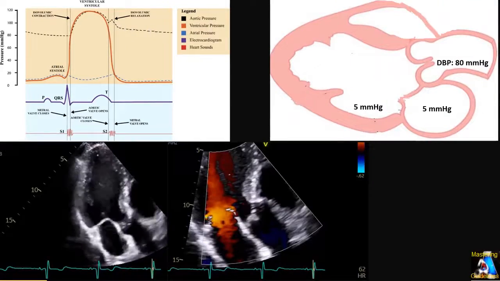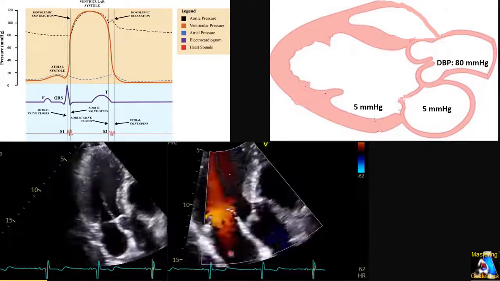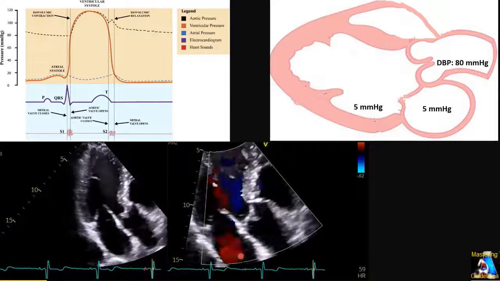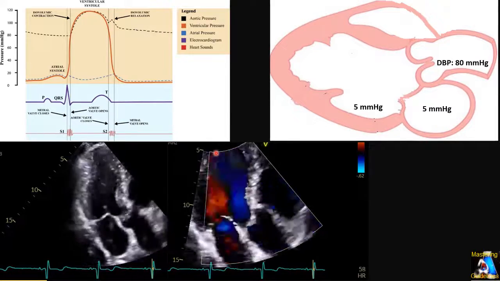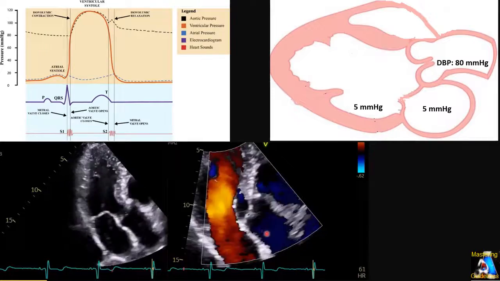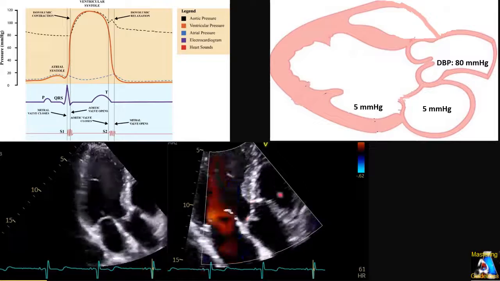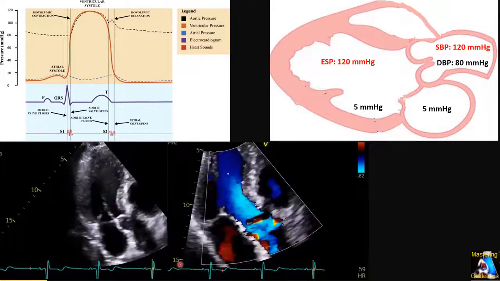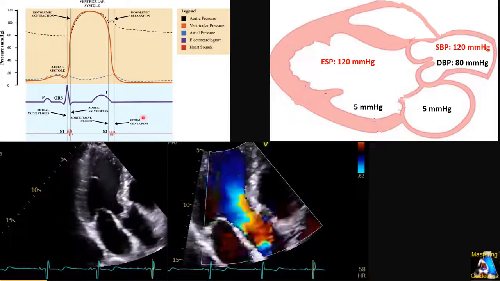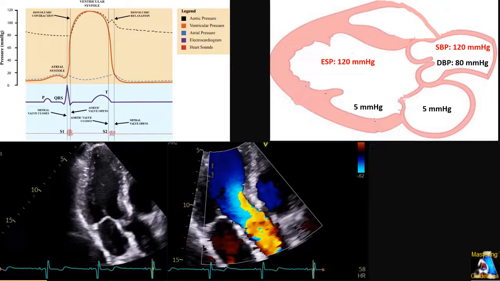Here we can see those changes in the blood flow inside the heart. As you can see here, during diastole, blood goes to the left ventricle, and during systole, the aortic valve opens and blood goes to the aorta, and this cycle repeats again and again with every beat of the cardiac cycle. Now let's see what happens during diastole.